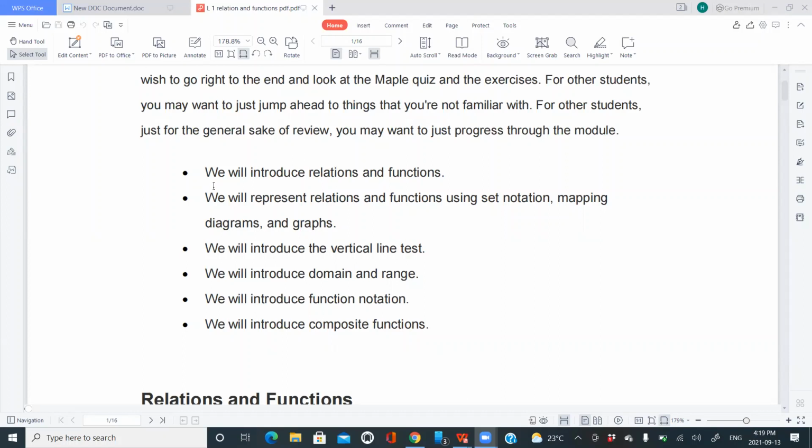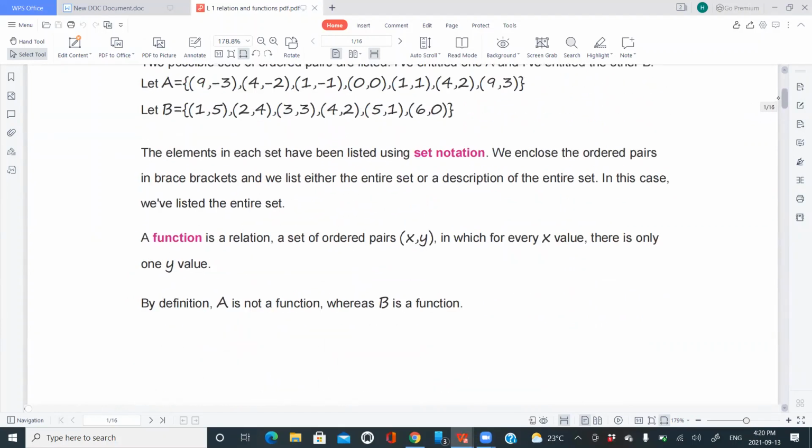Then we will represent relations and functions in set notation, mapping diagram, and graphs. Then I will introduce the vertical line test. I think you already know the vertical line test, right? Yeah. So what is a domain and range? We will introduce the function notation as well, and composite functions. Okay. So the first topic is relations and functions.